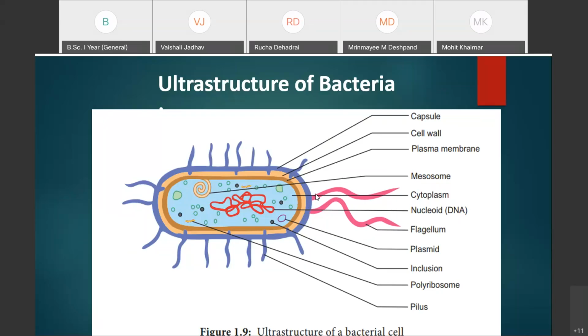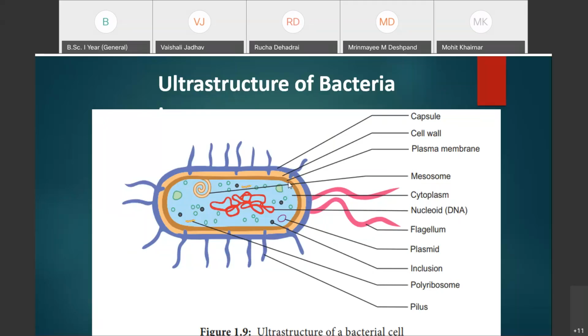Okay, these flagella arise below the cytoplasmic membrane, from the cytoplasm. They arise from the cytoplasm just below the cytoplasmic membrane. These flagella are entirely absent in the spherical or coccus-shaped bacteria, but they are present in the bacillus or rod-shaped bacteria.